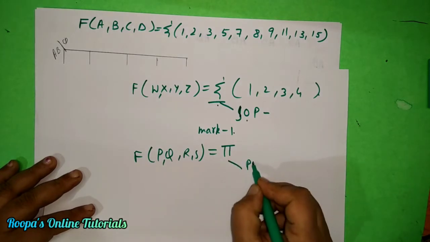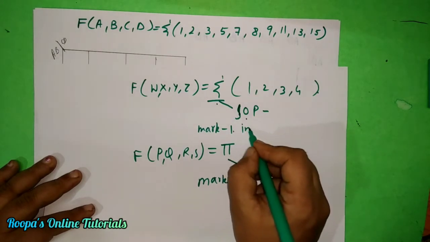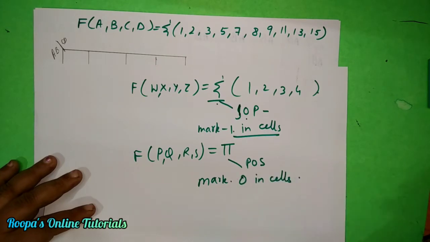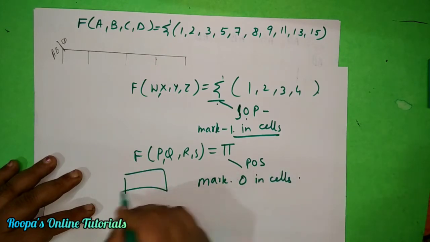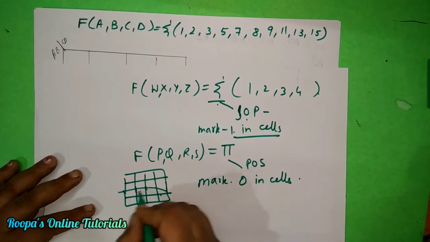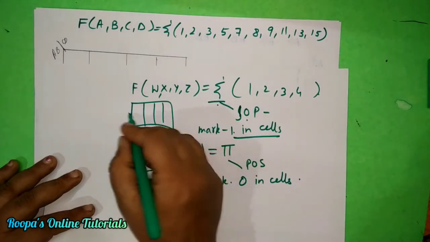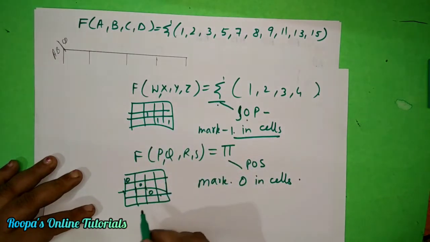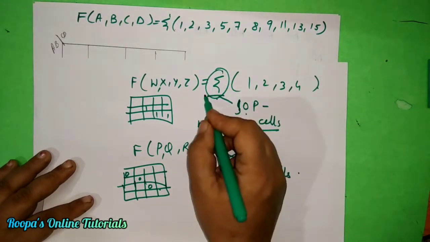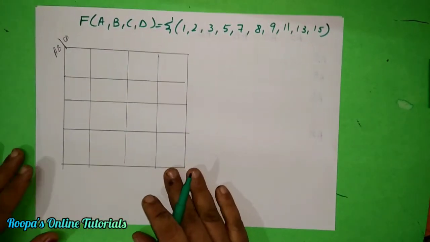If pi is given, it is POS, and you should not mark 1 in cells. Instead you should mark 0 in the cells. This is clear. For this, the marking will be like this. There will be 4 cells, isn't it? So you mark them as 0, 0, 0, 0, whereas for sigma you would mark 1, 1, 1, 1. So if pi is there, mark 0; if sigma is there, please mark it as 1. This is clear.